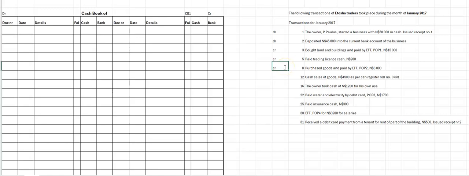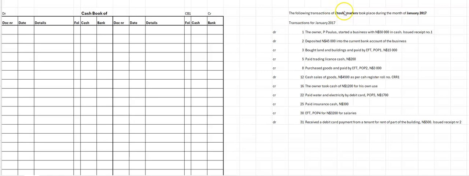Purchased goods, credit. Cash sales of goods, that would be debit. The owner took cash, that would be a credit. Our cash is decreasing. Paid water, credit. Paid insurance, credit. EFT for salaries, that would also be a credit. And then we received a debit card payment from a tenant, that would be a debit. We received something. So now we can see specifically what would be debit and what would be credit. Okay, so let's fill this into our cash book.